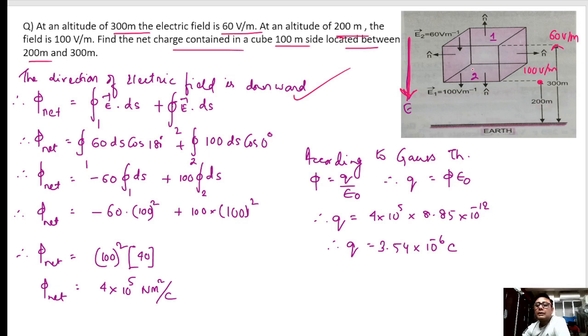Due to this surface, what is the normal coming out? Like this. Electric field is also like this. So theta will be 0 degree. And for this, the normal is coming out like this. Electric field is down, so theta will be 180 degrees. So this is the flux coming out through both the surfaces.